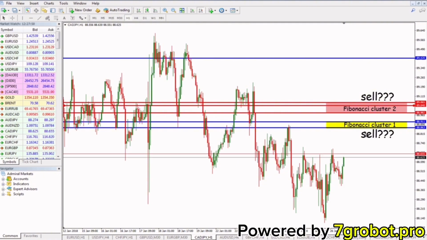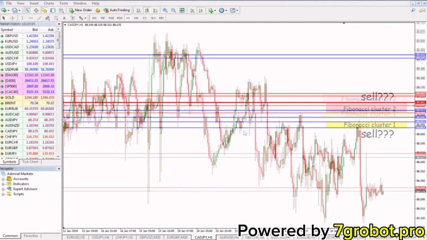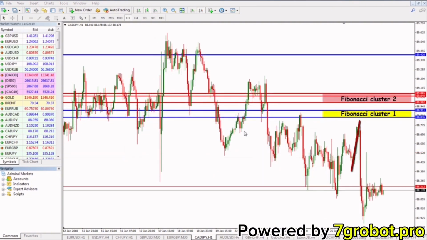Okay, we found two Fibonacci clusters, and I said that this first cluster or resistance zone is much better for trading than the other. The next day, when I opened the platform, I saw that the price jumped and almost entered the zone we marked and then made a huge decline. We seem to have missed this opportunity for profit, but maybe that's not the case.